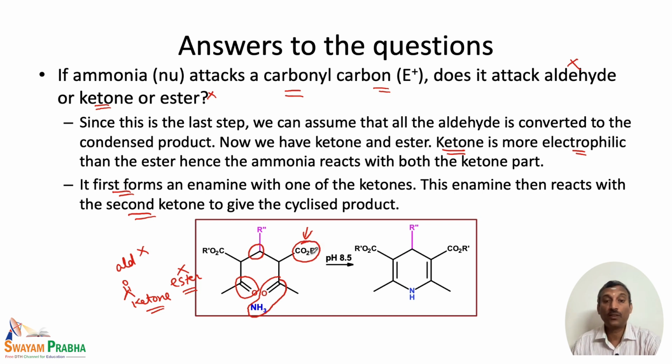But the presence of the ester, which is an electron withdrawing group, we know, increases the acidity of the carbon. The central carbon's hydrogens become highly acidic in nature. So that means a mild base can be easily used to abstract this particular hydrogen.